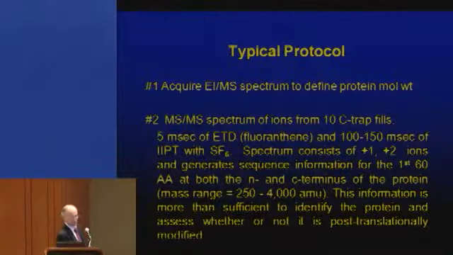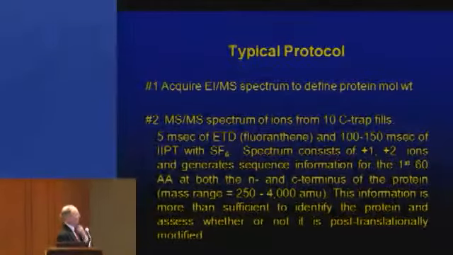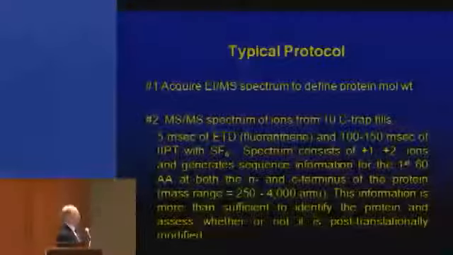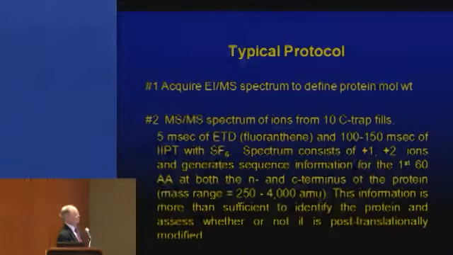That just requires parts per million of SF6 to do this incredibly fast reaction. But if you let it react for that period of time, the spectrum is just going to contain +1 and +2 ions. And that should let you, because we have an expanded mass range now of 4,000, read off 60 amino acids or so at each end of the protein in a pretty fast time scale.